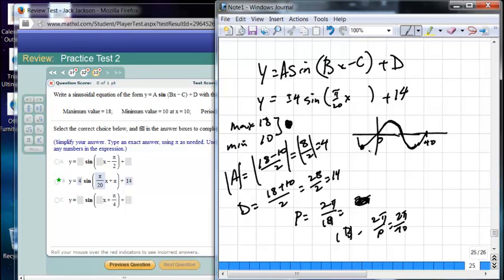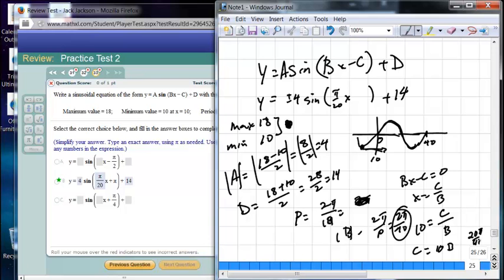So what we could do is shift this over 10. Okay, that's one way we could do it. That could be the phase shift. The phase shift is when bx minus c equals 0. So x is c over b. So 10 is c over b. So c is 10 times b. Well, b was 2 pi over 40, so c could be 10 times that. That'd be 20 pi over 40, which is pi over 2.